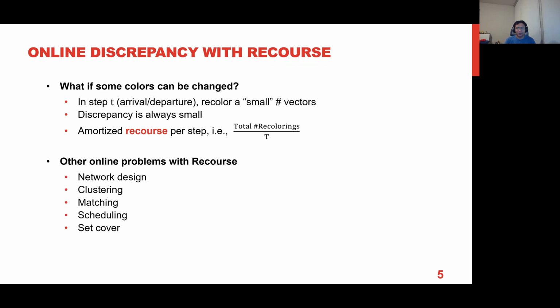And this is not the first problem. There have been many problems studied in this recourse model. I'm just listing out some of the problems. There are many, many references. I would suggest you look at the paper.